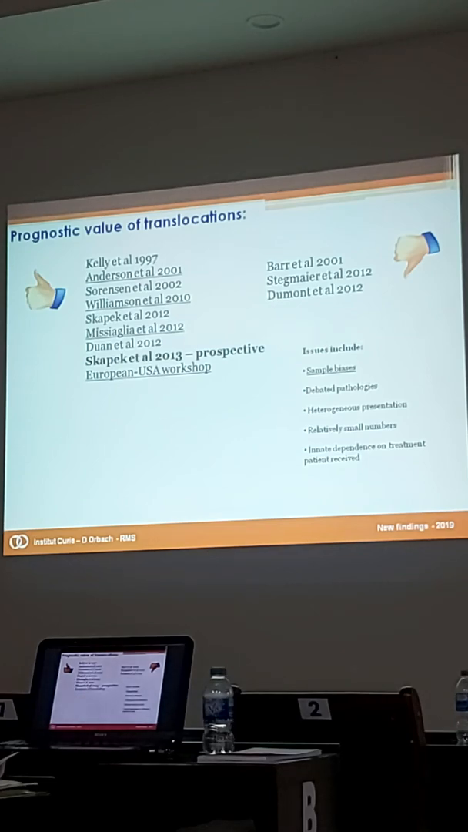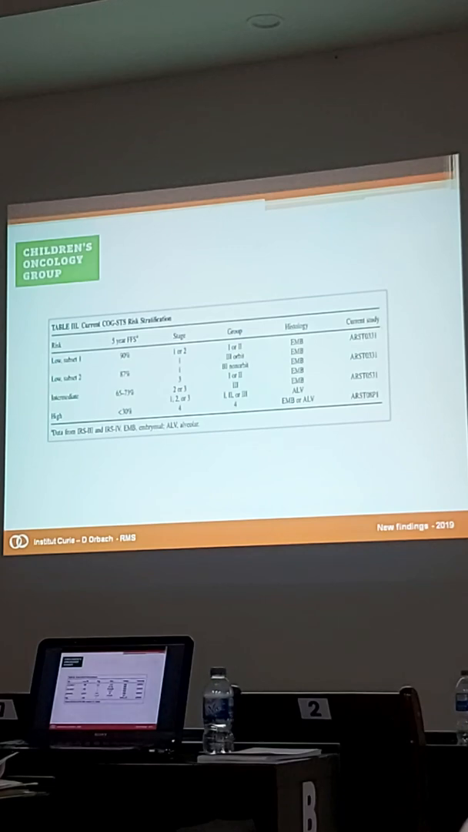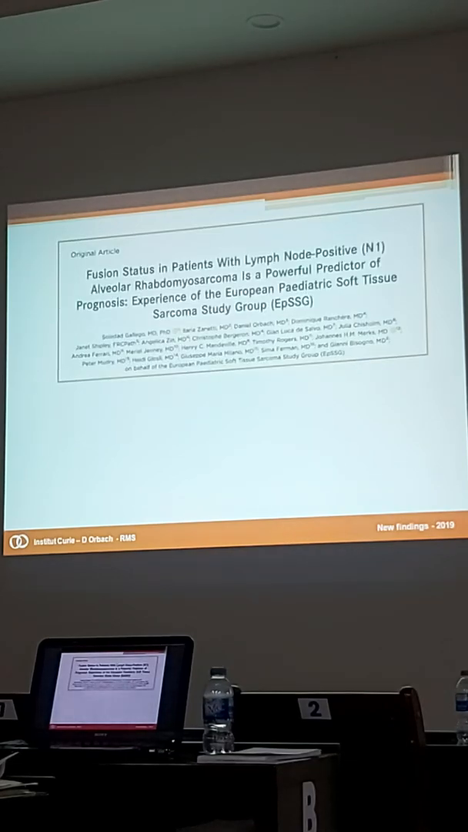So many different groups have done this. I saw today a new paper from the COG showing exactly the same thing. And what we have discussed is the ongoing stratification in the North American group. Before it was the histology, and nowadays it's the fusion transcript. So poor prognosis patients are the patients with the fusion transcript, and we have analyzed this in different ways.